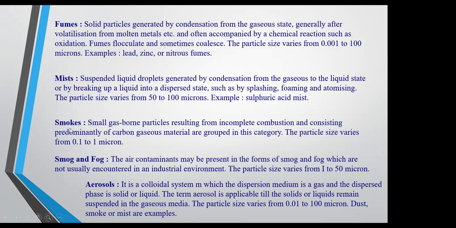Then mist, it is suspended liquid droplets generated by a condensation process again, which is also of the size of 50 to 100 microns. Then smoke, it is also small gas-borne particles resulting from incomplete combustion and consisting predominantly of carbon materials, grouped in a category. It is the incomplete combustion of combustible materials. Then smoke and fog: air contaminants may be present in the form of smog or fog, which are not usually encountered in an industrial environment. The particle size varies from 1 to 50 microns.